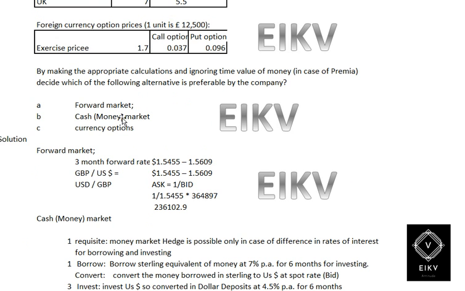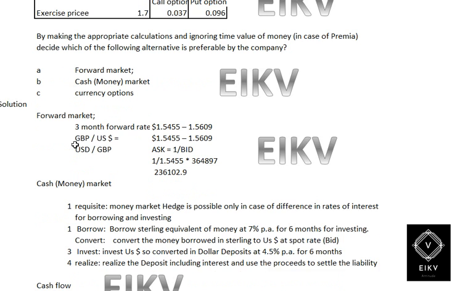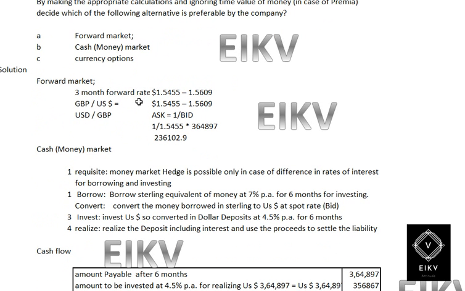A, the forward market, B, cash money market, and C, currency option market. Going ahead with the solution, forward market rate, 6 months forward rate would be 1.5455 and 1.5609 GBP by USD dollars. USD/GBP it would be ask, which should be 1 by bid.